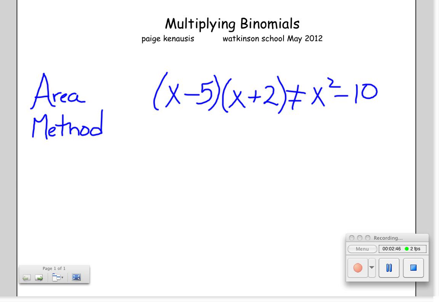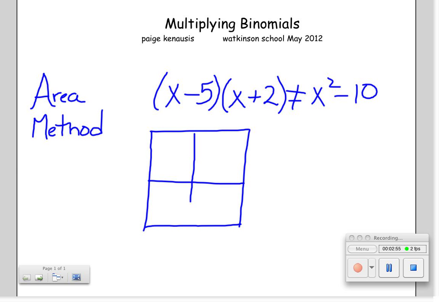For the area model, I want you to start with a box. Break it into 4 sections. And then copy your binomial on each of the axes. In here, I'm going to put x minus 5. And right here, I'm going to put x plus 2. It doesn't matter. I could have put the x plus 2 on the vertical axis and the x minus 5 on the horizontal. We're all going to multiply everything together.